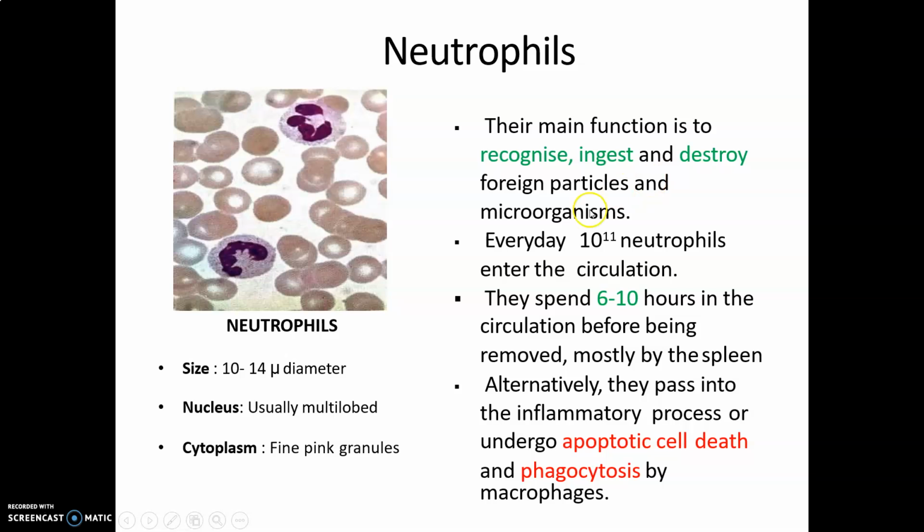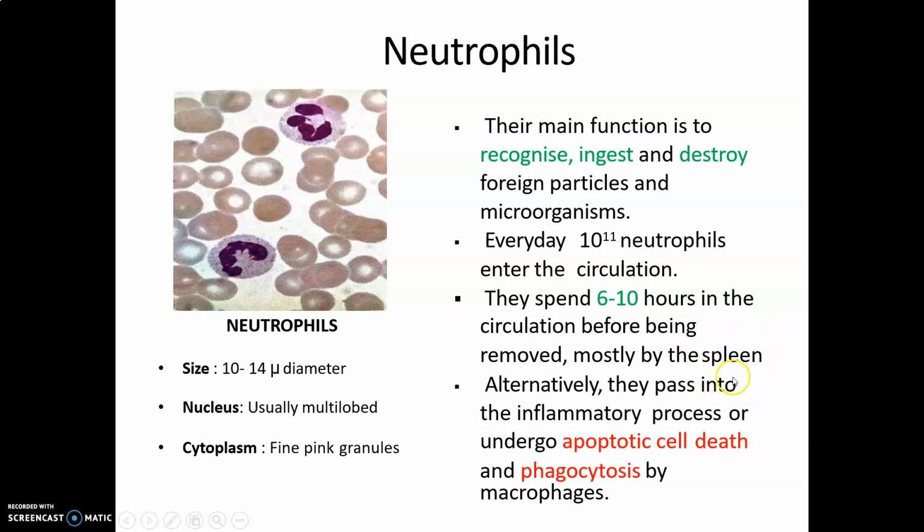Now neutrophils, the main function is to recognize which pathogen has entered, ingest it and destroy it. So almost 10 to the power 11 neutrophils enter our circulation. They spend almost 6 to 10 hours in our body in the blood, and then they move on, removed mostly by the spleen.